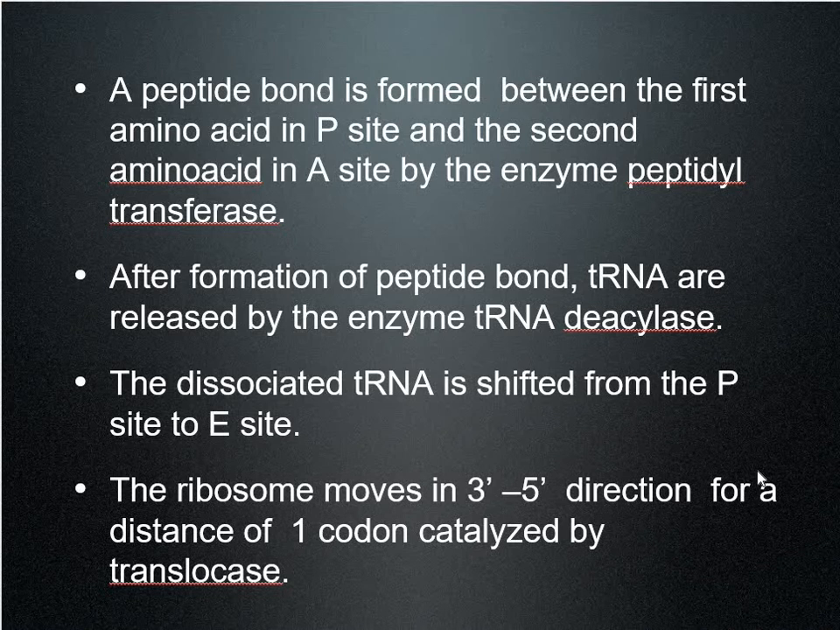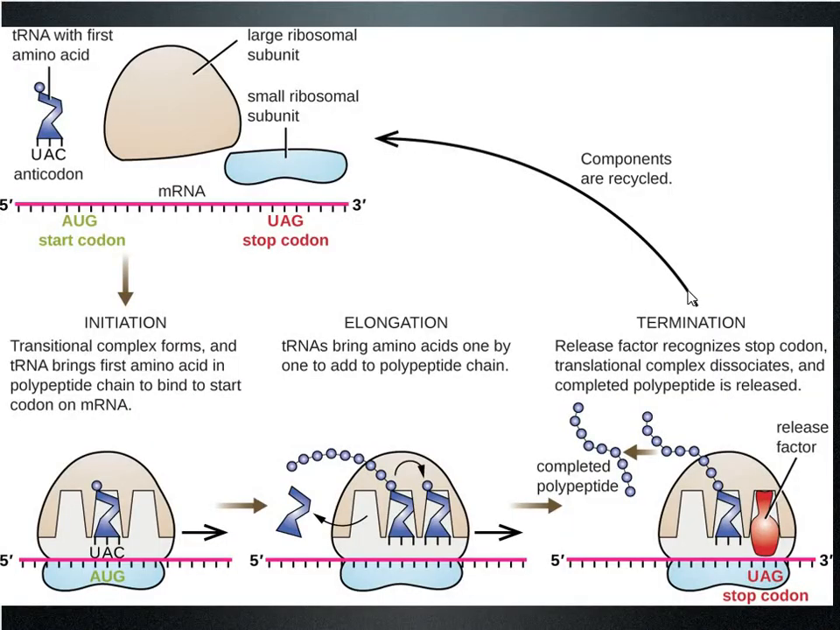The movement of the ribosome from one codon to another is catalyzed by the enzyme translocase. So this is what is happening. This is the ribosome. First it will bind to AUG. Now once the first amino acid is added, it moves forward. When it moves in 3', 5' direction, the corresponding amino acid comes. All these amino acids are linked together to form a polypeptide.